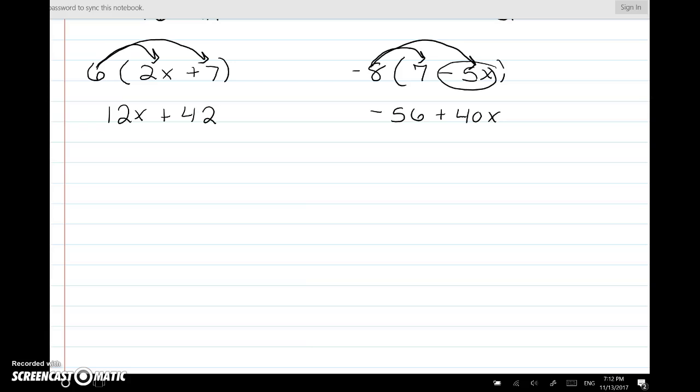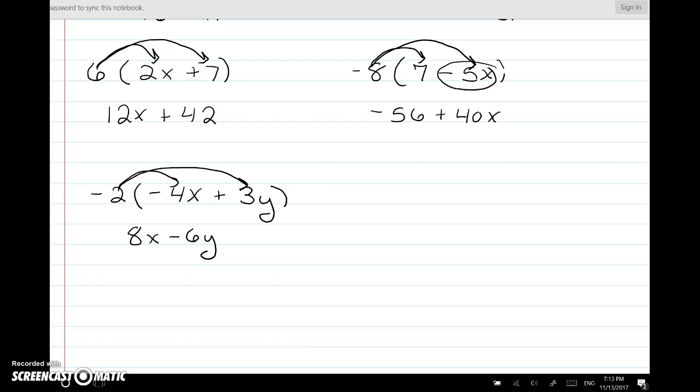All right, let's do one more. What if I have negative 2 times (negative 4x plus 3y)? Let's try it. Hand out the negative 2 to both terms. Negative 2 times negative 4 is positive 8x. Negative 2 times positive 3y is negative 6y. Now, can I combine those two terms? The answer is no, because they're not similar.